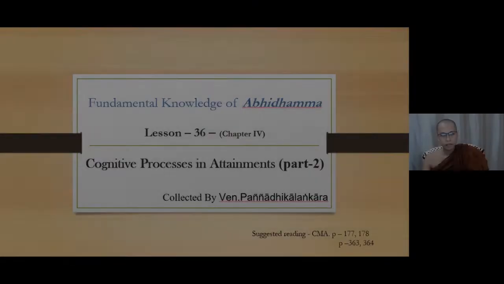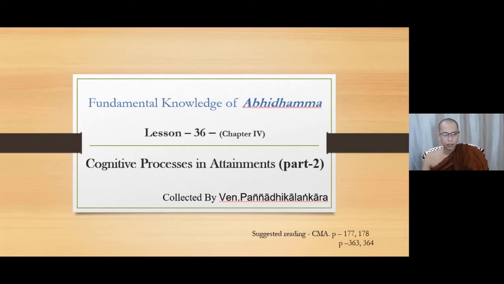Okay, today we're going to study lesson 36 about the cognitive process in attainment, part 2. So we have studied in lesson 35 about the cognitive process in the attainment of jhana and the cognitive process in the attainment of phala, which is called the phala samapatti.